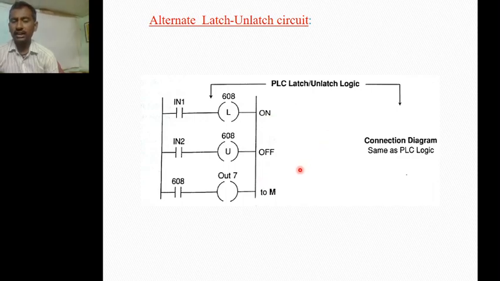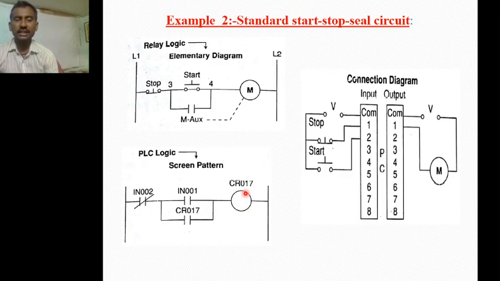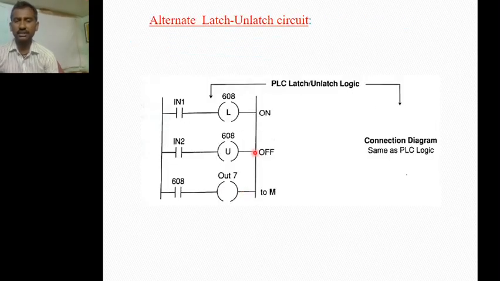So when will this output 7 be off? Only when the 608 is off, then output 7 is off. So when this 608 is off, then IN2 is on. That means the stop button is on, and only then is output 7 off. So the same logic, the previous logic only, can be represented in two ways. Here is the contact representation. Here this is called latch or unlatch logic. This diagram is called the alternate latch or unlatch circuit.